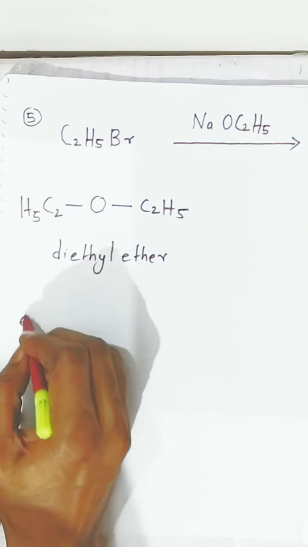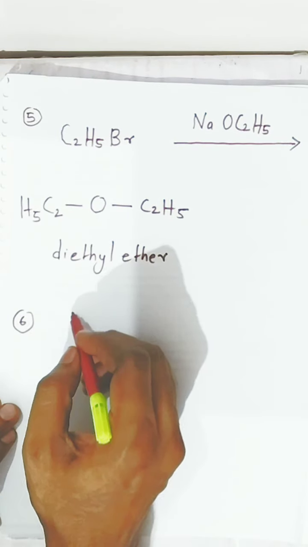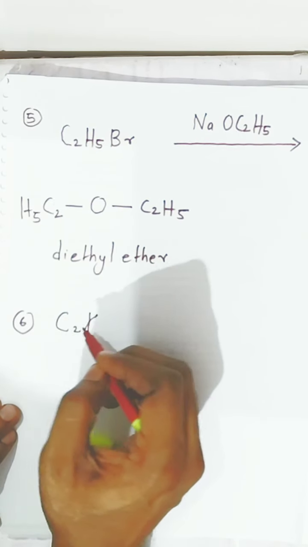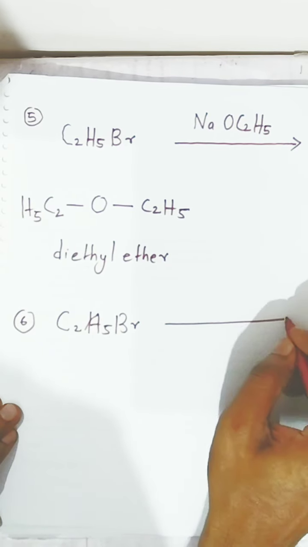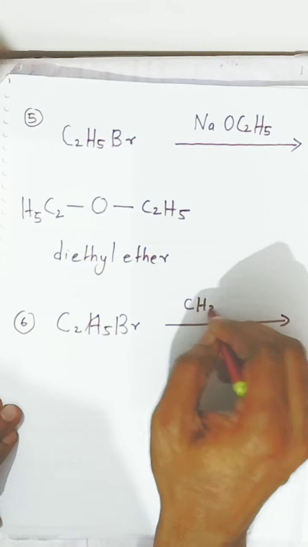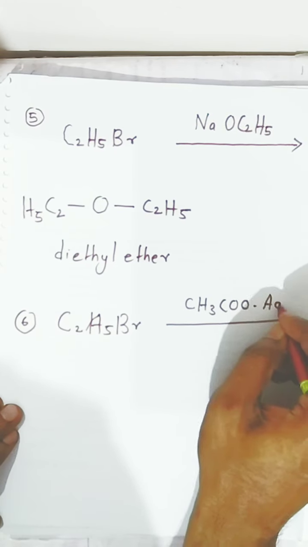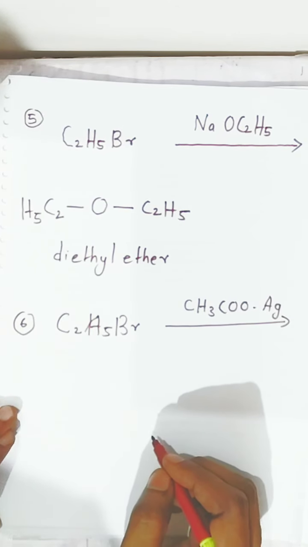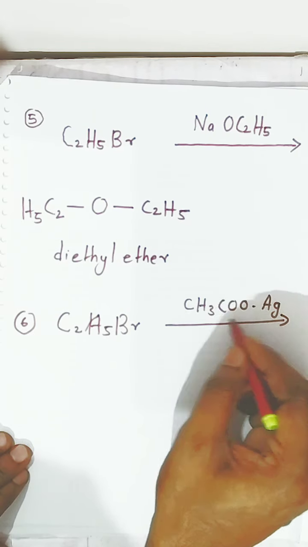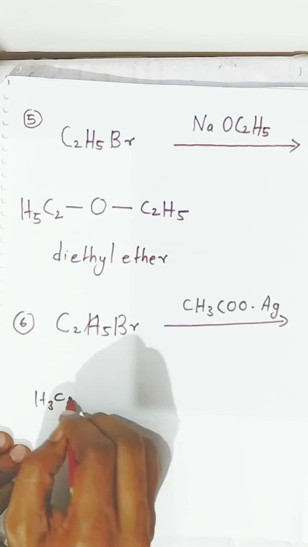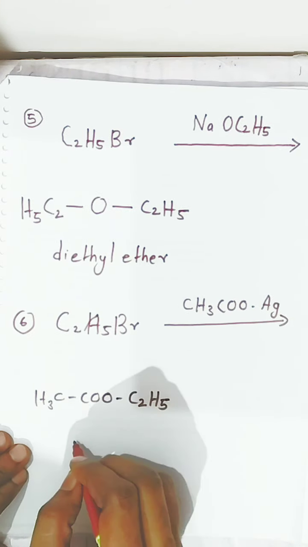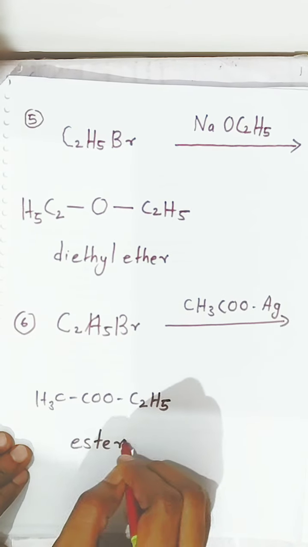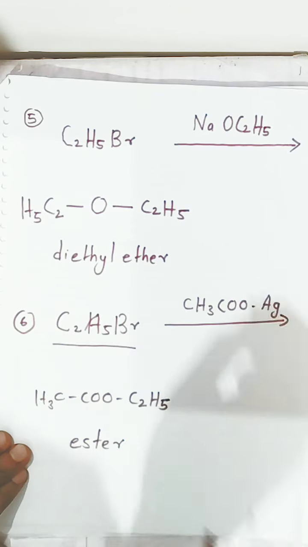Now students, the sixth reaction of alkyl halide, ethyl bromide, C2H5Br. Now if you add silver acetate, CH3COOAg, this is acetate, silver acetate, you will get an ester. Again you have to write down CH3COOC2H5. This is the ester you are getting from ethyl bromide.